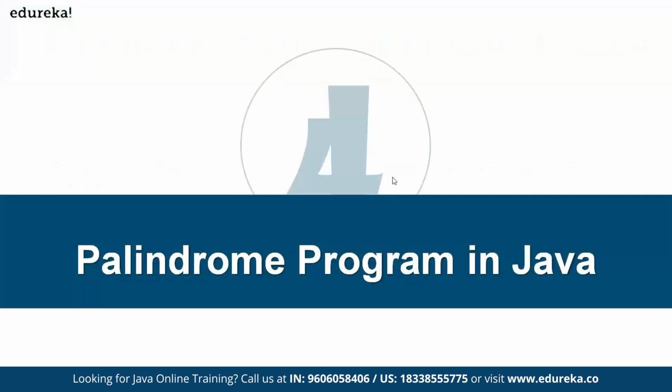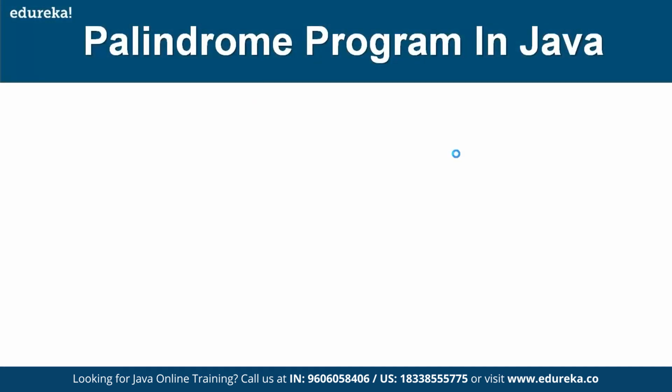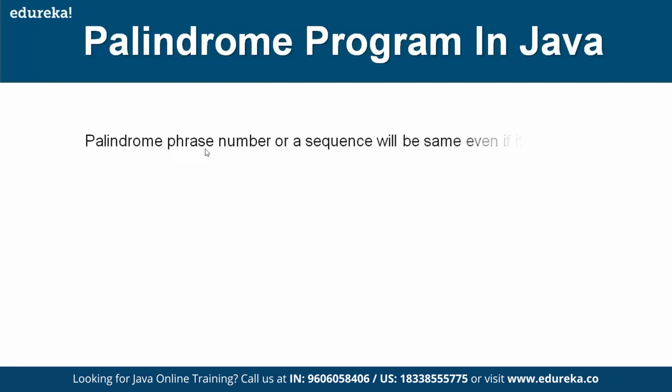So the next case is about palindrome. What do you mean by palindrome? A palindrome phrase, number or sequence will be the same even if it is written backwards. Forward direction and backward direction are the same. One example, madam: you write it in reverse order, same only. So both are coming in the same way.